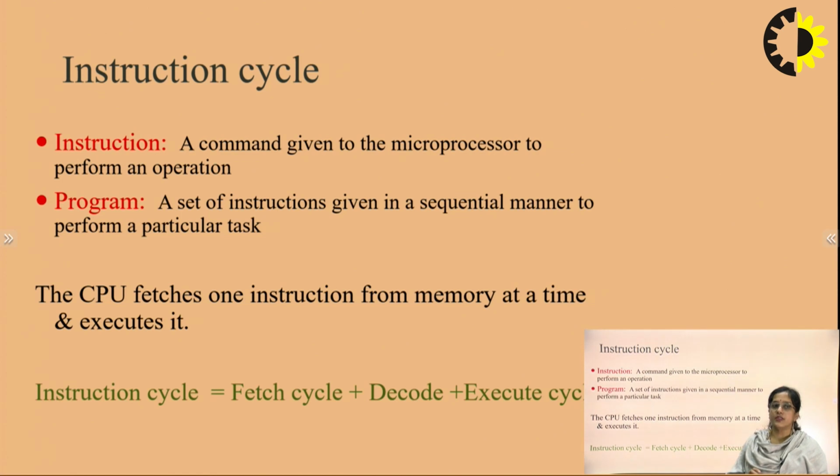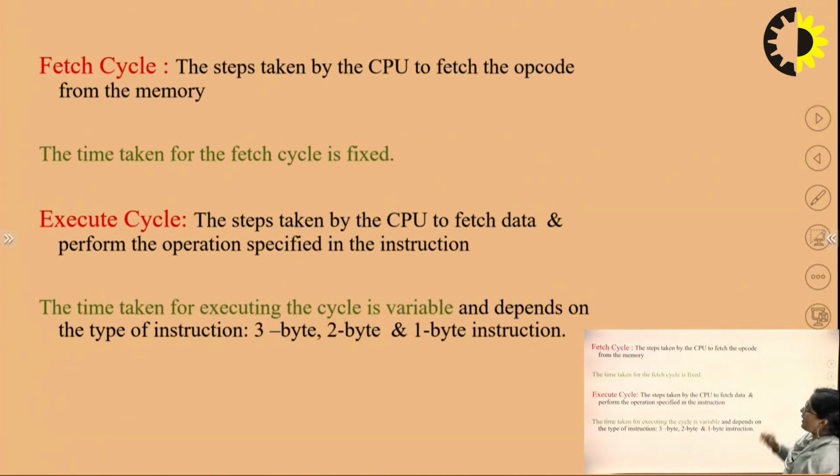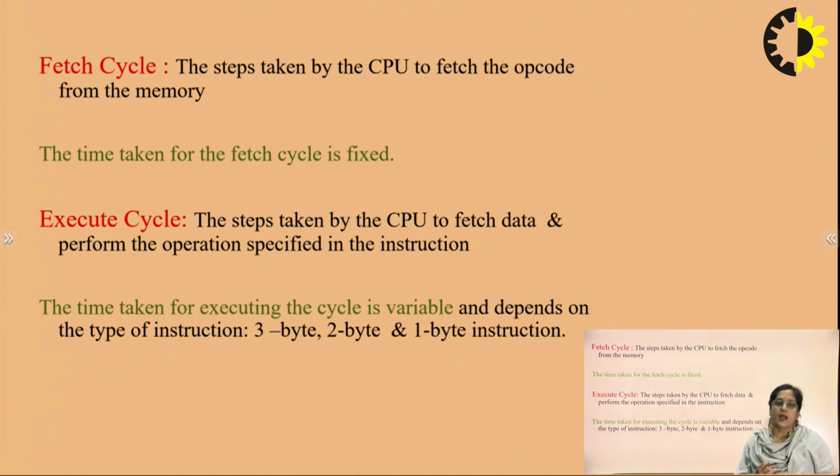So whenever a microprocessor fetches one instruction from memory at a time, it has to execute that. The instruction cycle basically consists of fetch cycle, decode cycle, and execute cycle. Fetching an instruction means reading that instruction from memory. Then the instruction decoder will decode it, and then finally the execution. The fetch cycle is the time the microprocessor takes to read or fetch an opcode, that is operational code, from the memory. The timing to fetch any opcode is fixed. In the case of 8085, 4 T states are required to fetch any opcode.